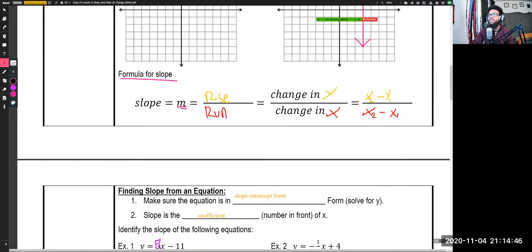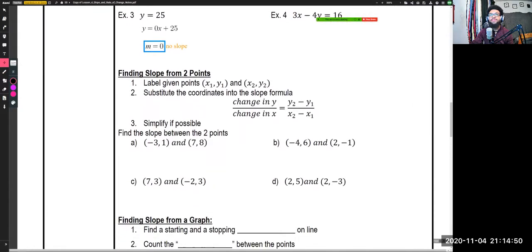In this one I used yellow for y and red for x. So let's stick with that same color scheme. Yellow for y, we have y1 here, y2 here, and then we have x1 here and x2 here.